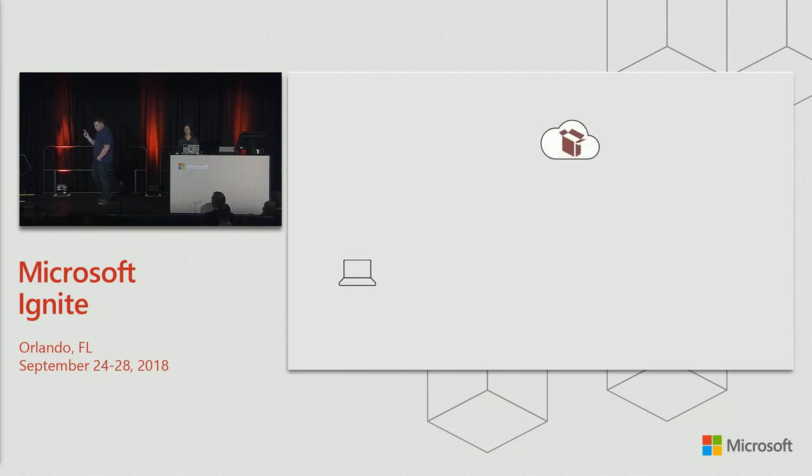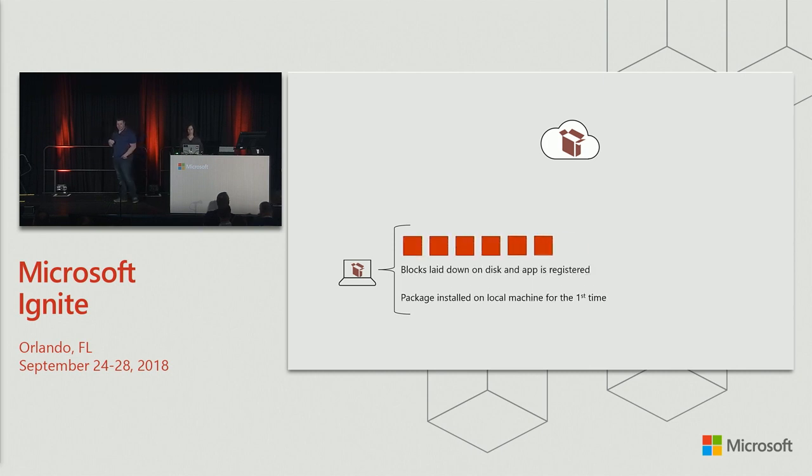So I talked a little bit about all the stuff we're doing with the block map, so I wanted to visually walk through how that works. I talked about how we have the block map. We have the ability to be smarter about things going over the wire. So say I have a PC and I have an app. The first time I go and install that application, the package is installed on the local machine for the first time. The blocks are all laid down and registered on disk. So this is the first app I'm installing, the first time anything's being deployed there.